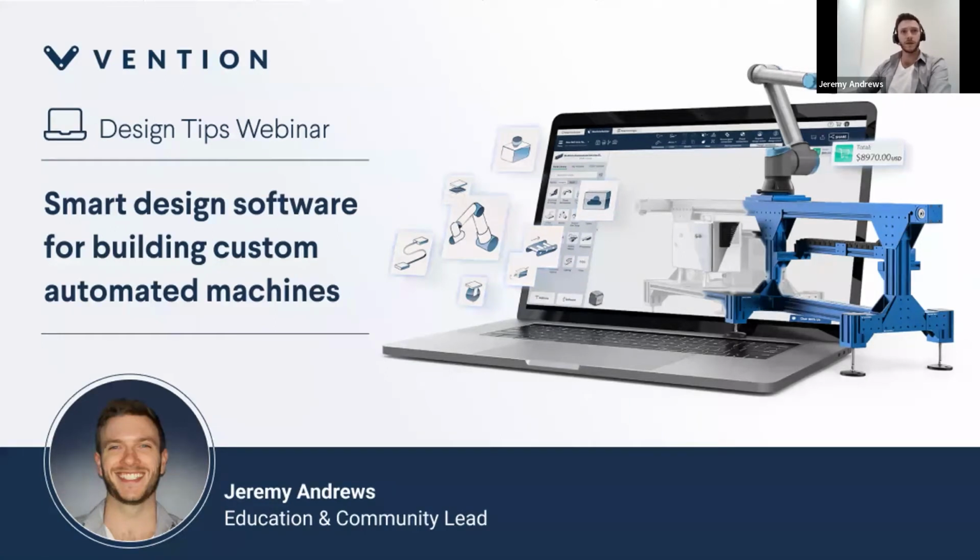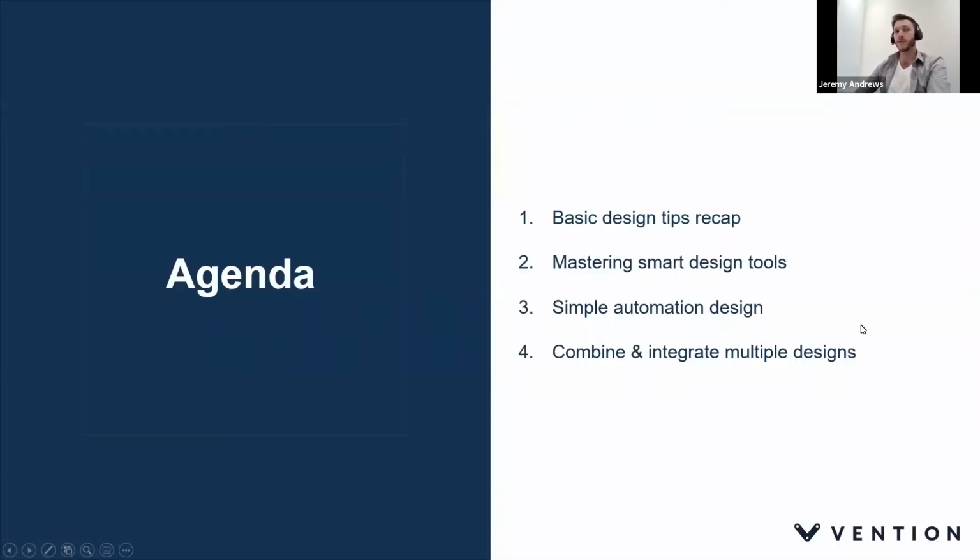With that, I'll jump over to the agenda to see what we will be covering today. Today we have 4 main things I would like to cover. First, a basic design tips recap, showcasing a little of what was covered in the previous webinar. From there, we'll move on to how to master the smart design tools that MachineBuilder has to offer, and in that, I'll be designing a parts presenter for a machine tending application.